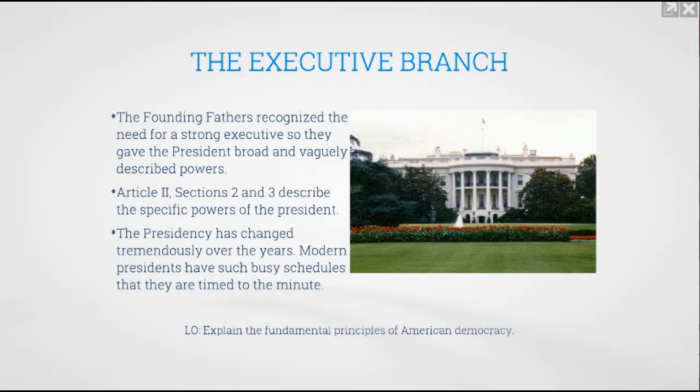The executive branch. The Founding Fathers recognized the need for a strong executive, so they gave the President broad and vaguely described powers. Article 2, Sections 2 and 3 describe the specific powers of the President. The presidency has changed tremendously over the years. Modern presidents have such busy schedules that they are timed to the minute.